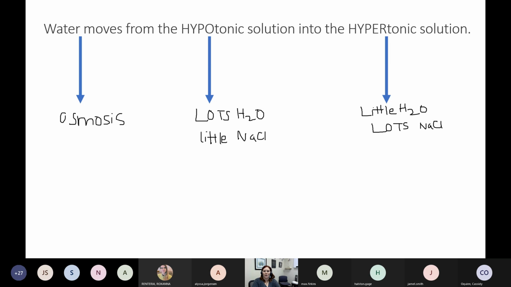Either water is going to go from where there's lots of water to where there's not as much water, or it's going from where there's not very much salt to where there's a lot of salt. Different ways to think about that statement that we had on the last page. So in osmosis, however it's easiest for you to predict the way that water moves, these sets of statements are true every time. Find a way that works for you and study it that way.